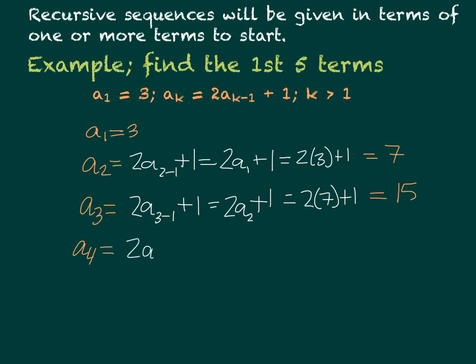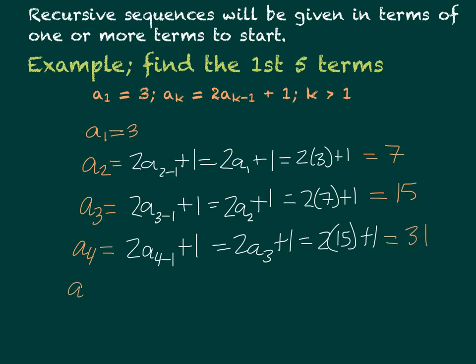2 to the a sub 4 minus 1 plus 1 equals 2. A sub 3 plus 1 equals 2 times 15 plus 1, and 2 times 15 is 30. 30 plus 1 is 31.